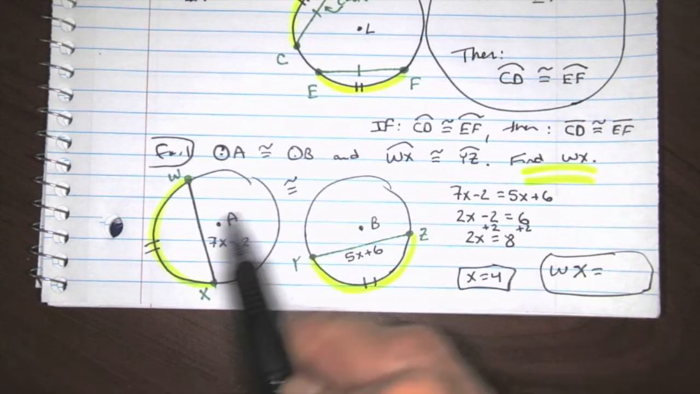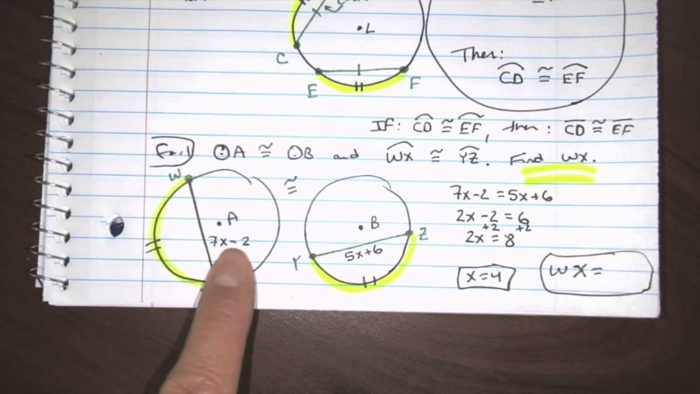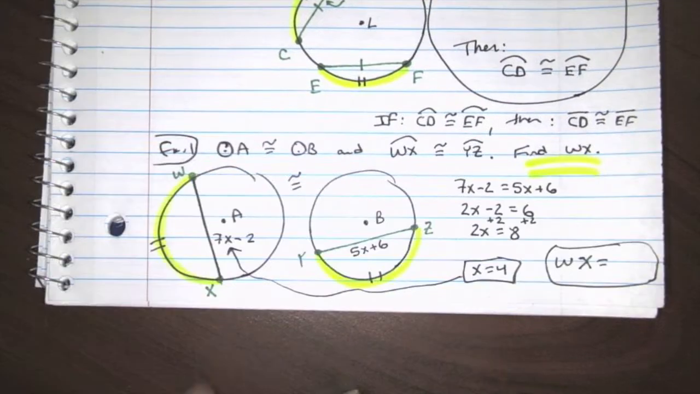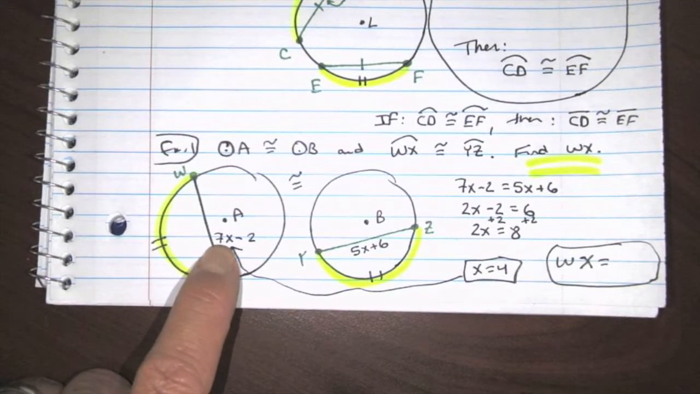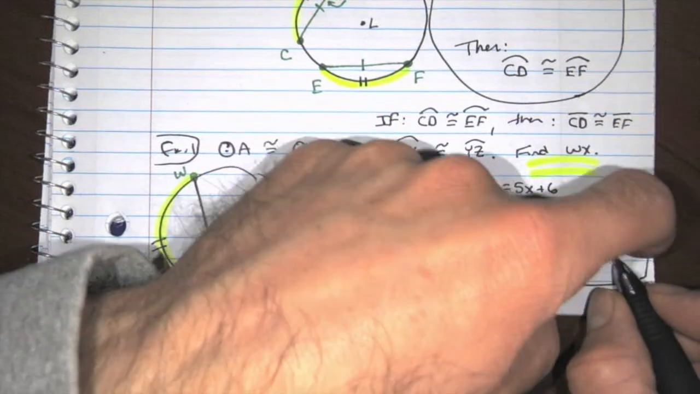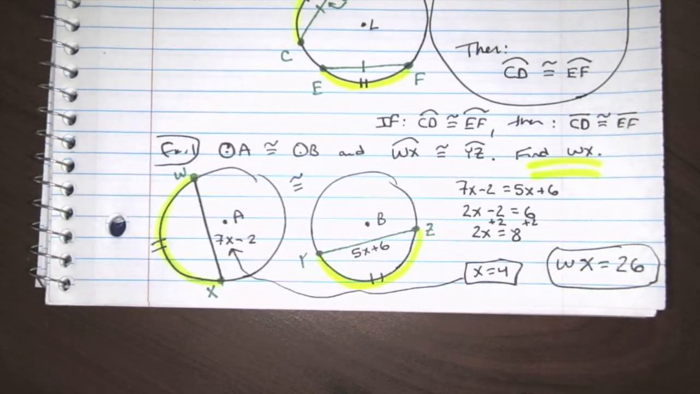WX. Okay, WX is from here to here. It's the expression 7x minus 2. So take this, plug it in right here. Mental math, folks. 7 times 4 is 28. And then 28 minus the 2 is going to give you 26. WX is 26. A couple of those questions in your homework. They should be pretty okay.